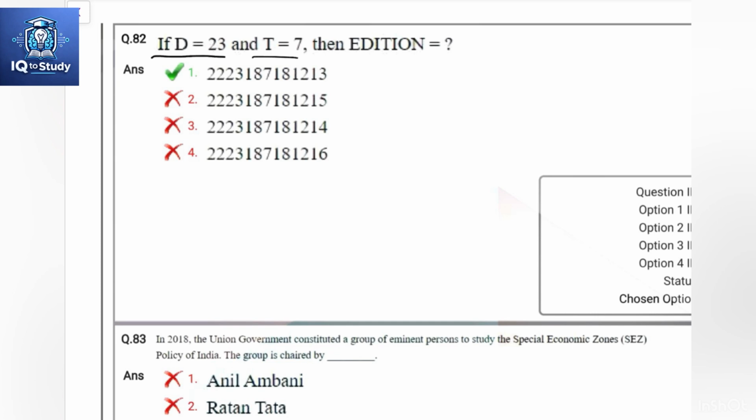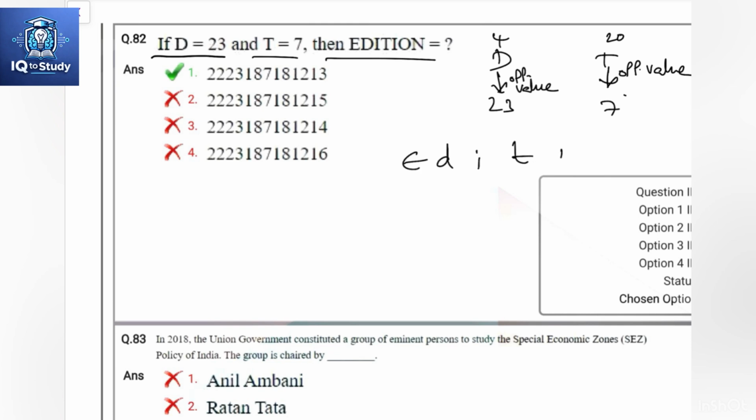If D is equal to 23, T is equal to 7, then addition is equal to? Here D means 4, and its opposite value is 23. Similarly, T value is 20 and the opposite value is 7. Similarly, addition, which means EDITION, can be coded as E is 5, D is 4, I is 9, T is 20, I is 9, O is 15, N is 14.